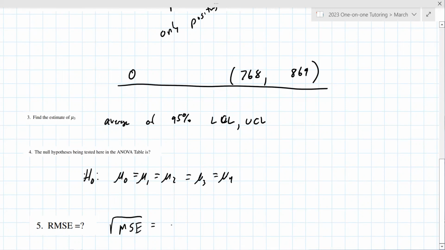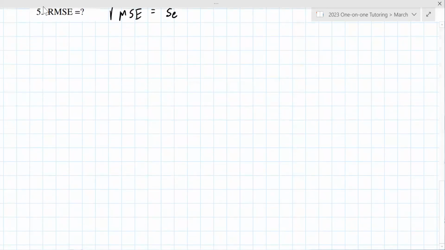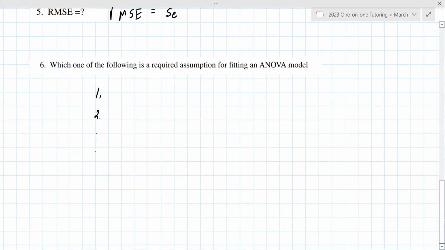Yeah, me too. And then 6, which one of the following is a required assumption for fitting an ANOVA? We'll just skip 6. Just a quick comment though, there's like 5 sort of requirements, like normality of the data, independence, things like that. And these might be on a PowerPoint slide somewhere. Yes, we did discuss that in class. So that's definitely in a PowerPoint, and I can have that during the exam. Okay.